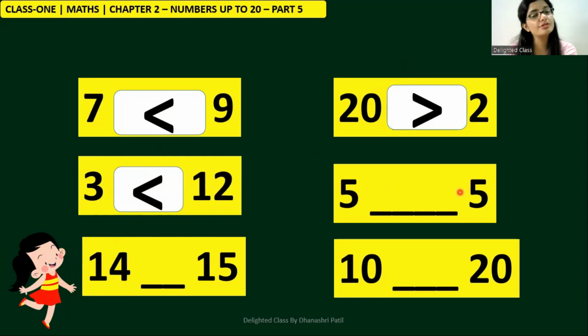चलो, 5 and 5, on both sides there are 5, so we will put an equal sign here, right? So 5 is equal to 5. इसे read कैसे करना है? 5 is equal to 5.